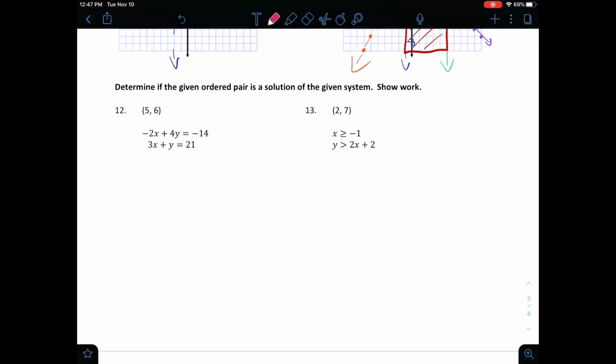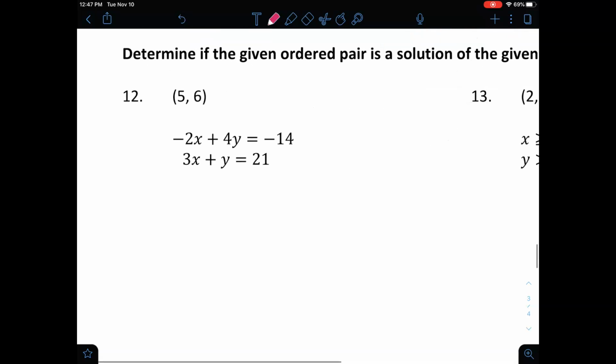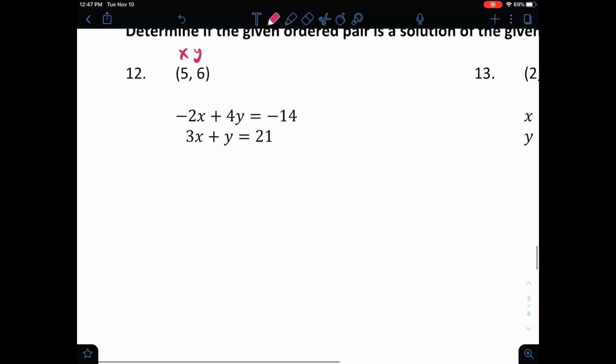Determine if the ordered pair is the solution of the given system. Well, let's do it. So we have 5, 6. We're checking negative 2x plus 4y equals negative 14, 3x plus y equals 21. And we are checking whether this is a solution. So we've got our x and our y. We're going to plug it in for both of these, make sure it's true or not.